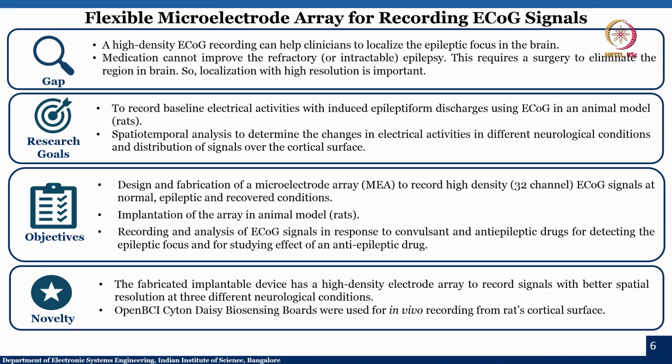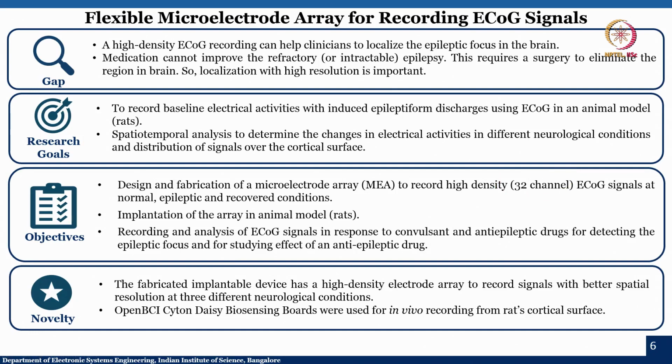For that, we can design an electrode or microelectrode array to record high density ECoG signals. Now why is 32 channel high density? Because we are talking about an animal model, that too a rodent model. Rodent means rat and mice, right? We are talking about the rat's brain, and it is very small, and that is why 32 channels would be a high density recording electrode array.